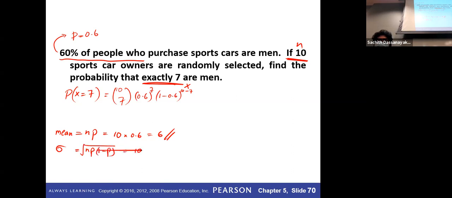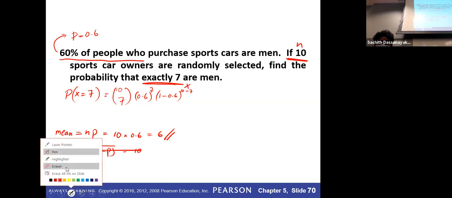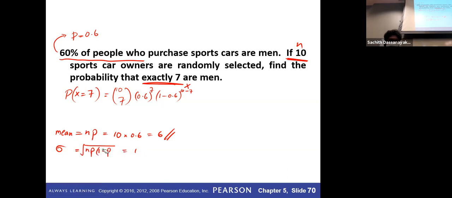So NP is 10 times 0.6 times 1 minus P, which is 0.4. So this is going to be 0.24 times 10, 2.4, square root. I don't know the value for this one, but this is the standard deviation. Okay, so this is how you deal with this.